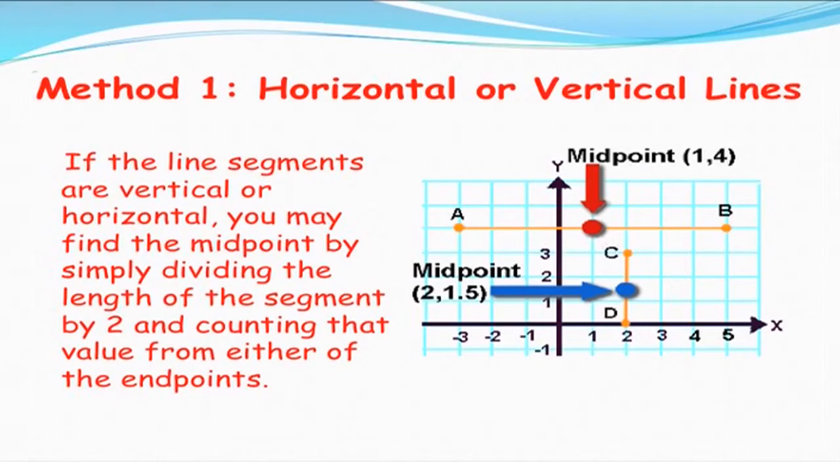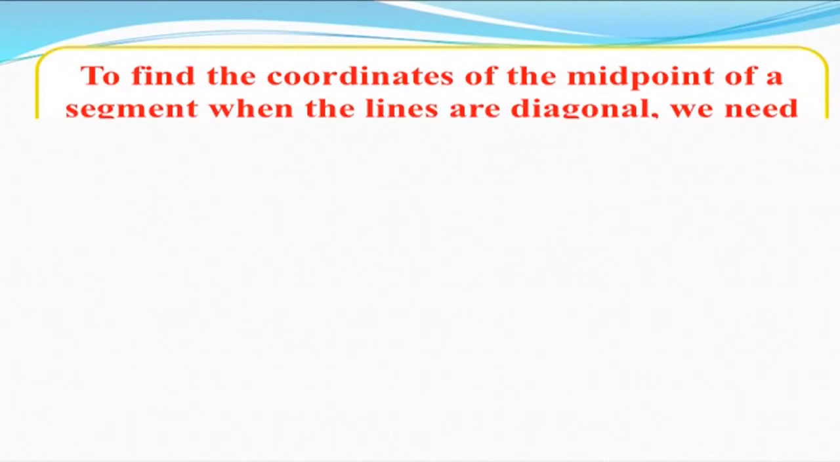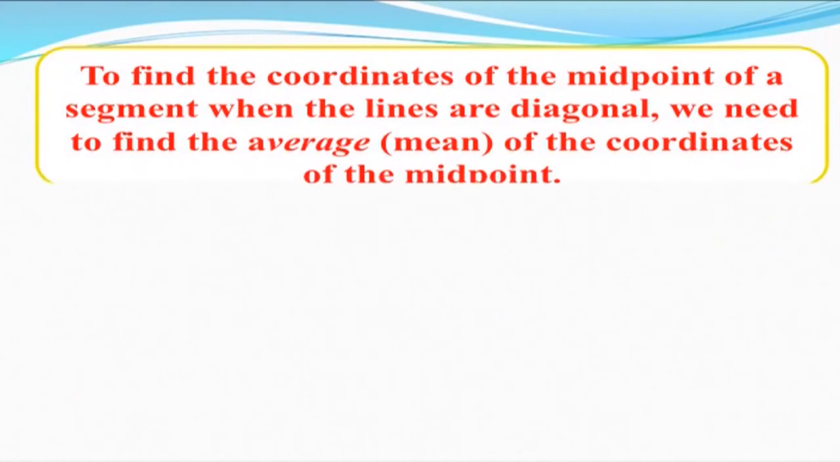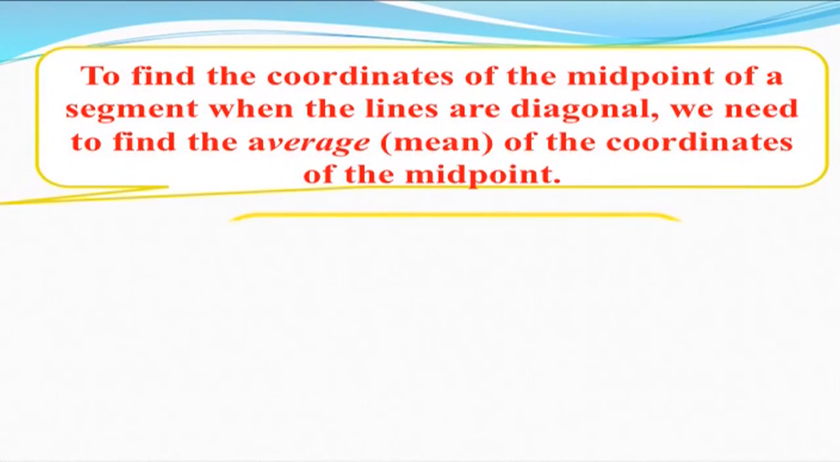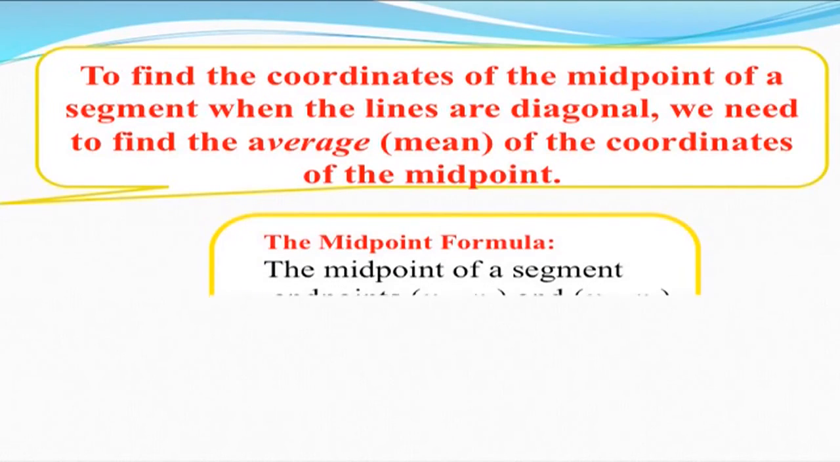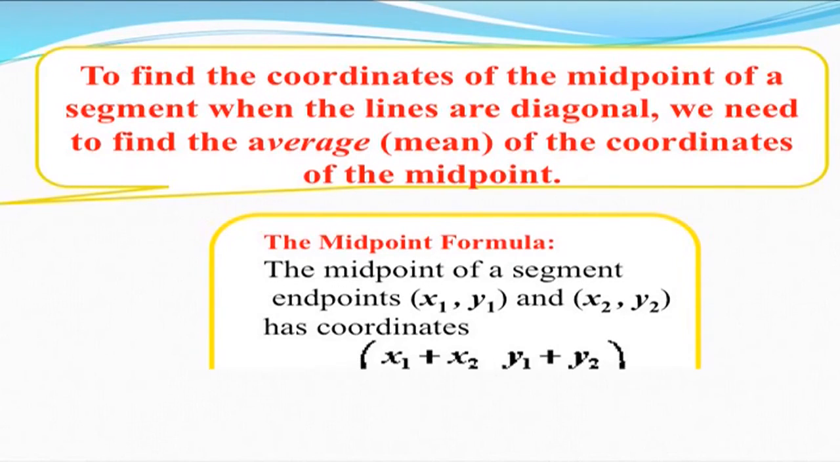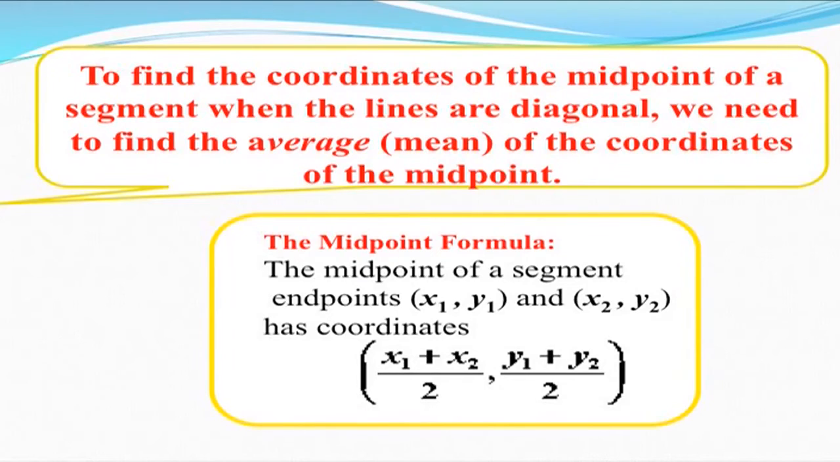For another line segment which is CD, the point lying in the middle of C and D is at 1.5. So, coordinates of the point will be 2, 1.5. To find the coordinates of the midpoint of a segment when the lines are diagonal, we need to find the average of the coordinates of the endpoints. The midpoint formula in that case is, when endpoints are x1, y1 and x2, y2, then coordinates will be (x1 plus x2) upon 2 and (y1 plus y2) upon 2.